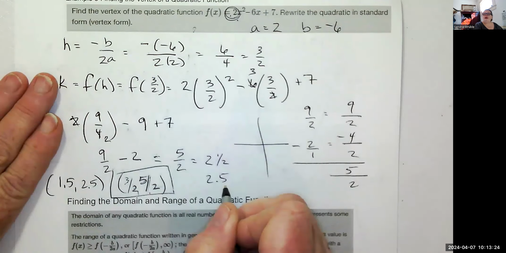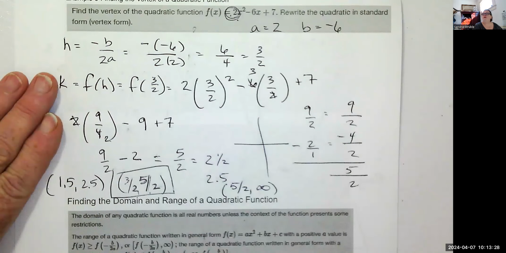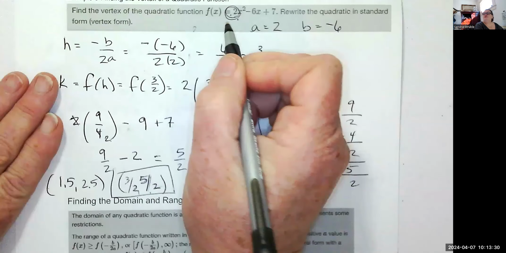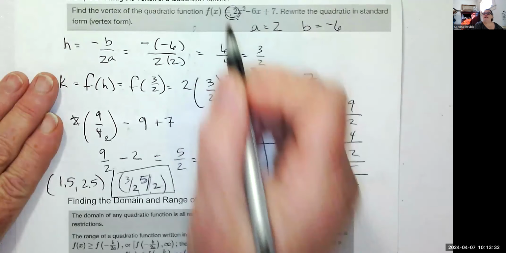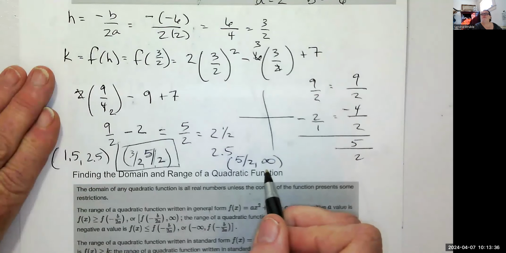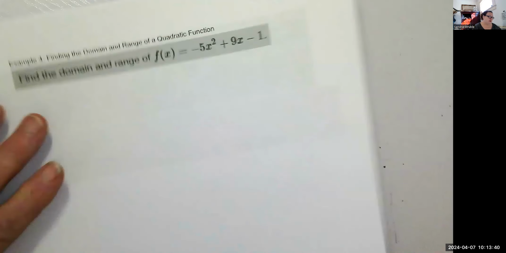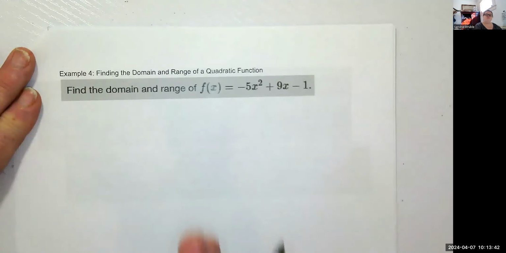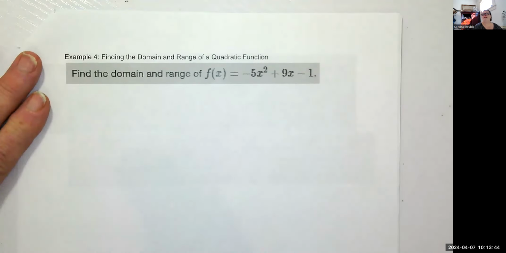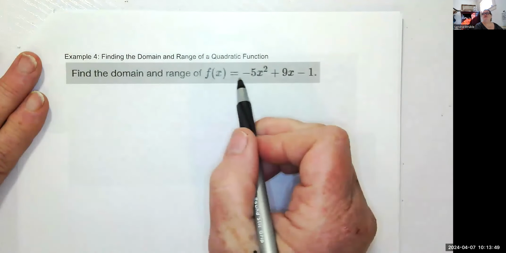So therefore my range is 5/2 to infinity. If this was a -2, then my answer would have been negative infinity to 5/2. It all depends upon whatever that coefficient of x squared is. Perfect example right here. It says find the domain and range of this.